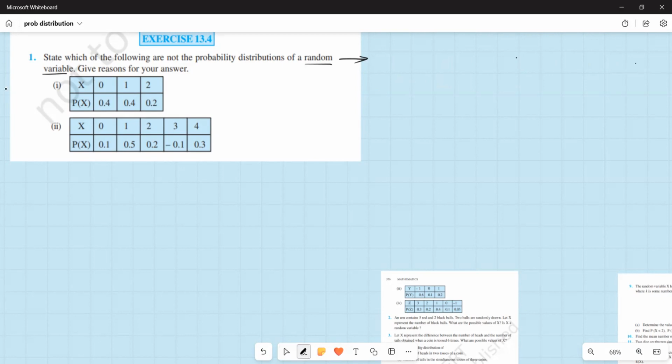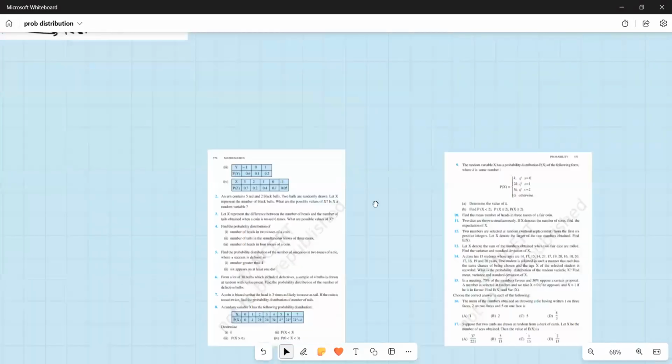Then state which of the following are the probability distribution of a random variable. You need to check that the sum of Px should be equal to 1. So 0.4, 0.4, 0.8 plus 0.2 is 1. So yes, it is, because the sum of Px is 1. Here, Px is negative, so this is not. Probability can never be negative. The reason is that any value of Px can't be negative.